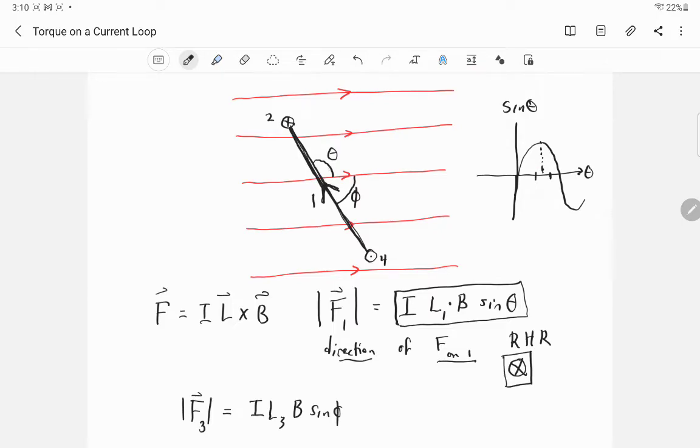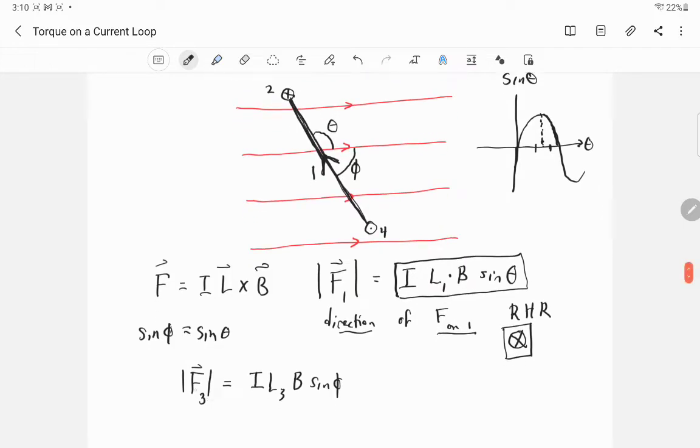So the angle theta is the same angle beyond 90 as the angle phi is smaller than 90. And this bump of the sine wave is symmetric about 90 degrees. It actually just gives the same value. Sine phi is the same as the sine of theta.